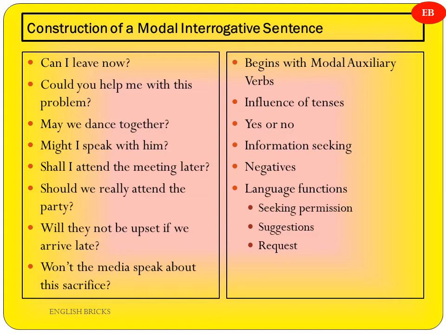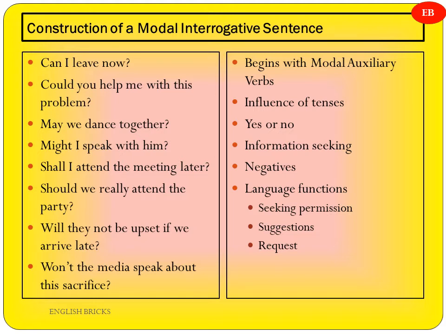Now, if you notice all these sentences, you notice that all these modal interrogative sentences begin with a modal auxiliary verb. And you also, I'm sure, notice that there is also influence of the tenses. Some of them are in the past tense, some of them are in the present tense, some of them are in the future tense. For example, will, future tense. Won't, it's also the future tense.